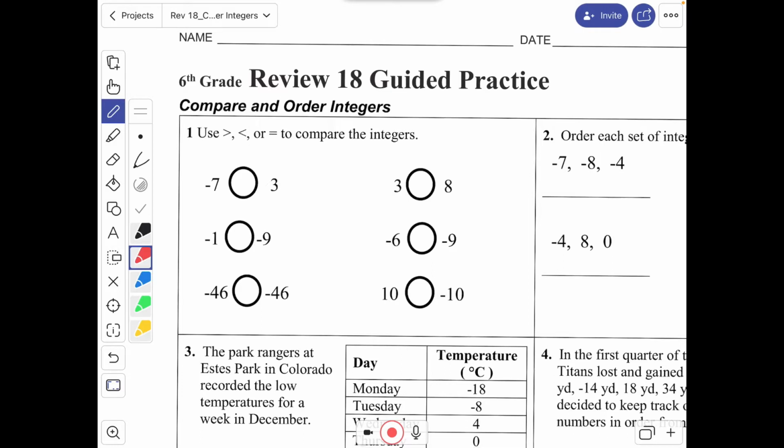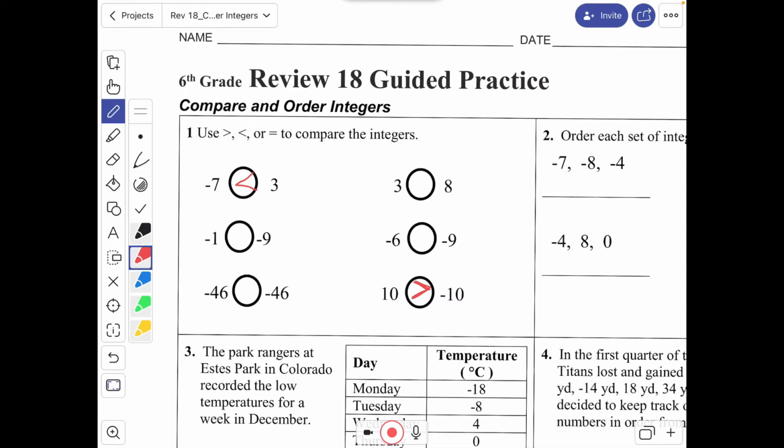Well, on the very first one, we're comparing -7 to +3. A negative is always going to be smaller. Do you see any others on there that might have a negative and a positive? I see +10 and -10. +10 is going to be bigger because positive is always bigger than negative.